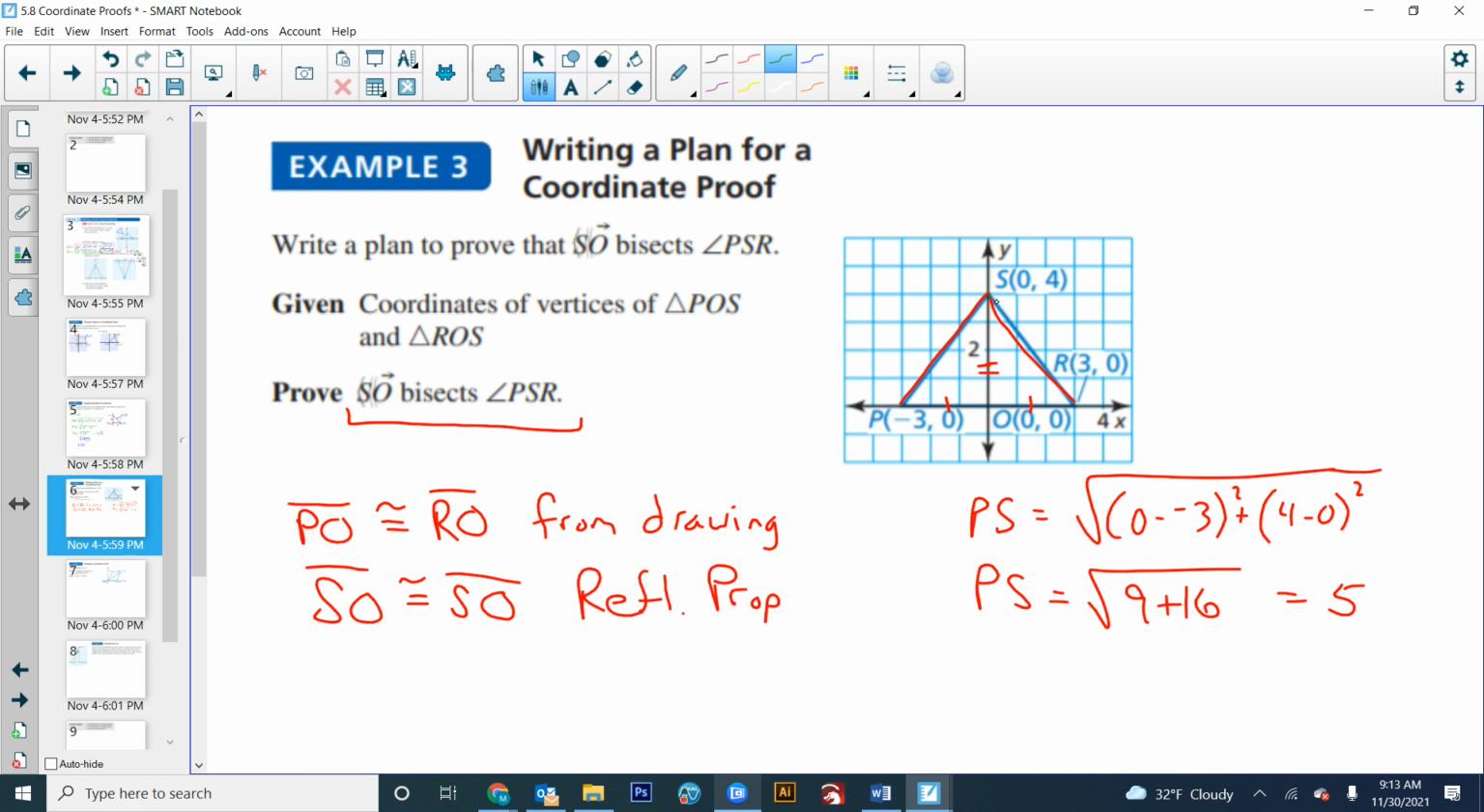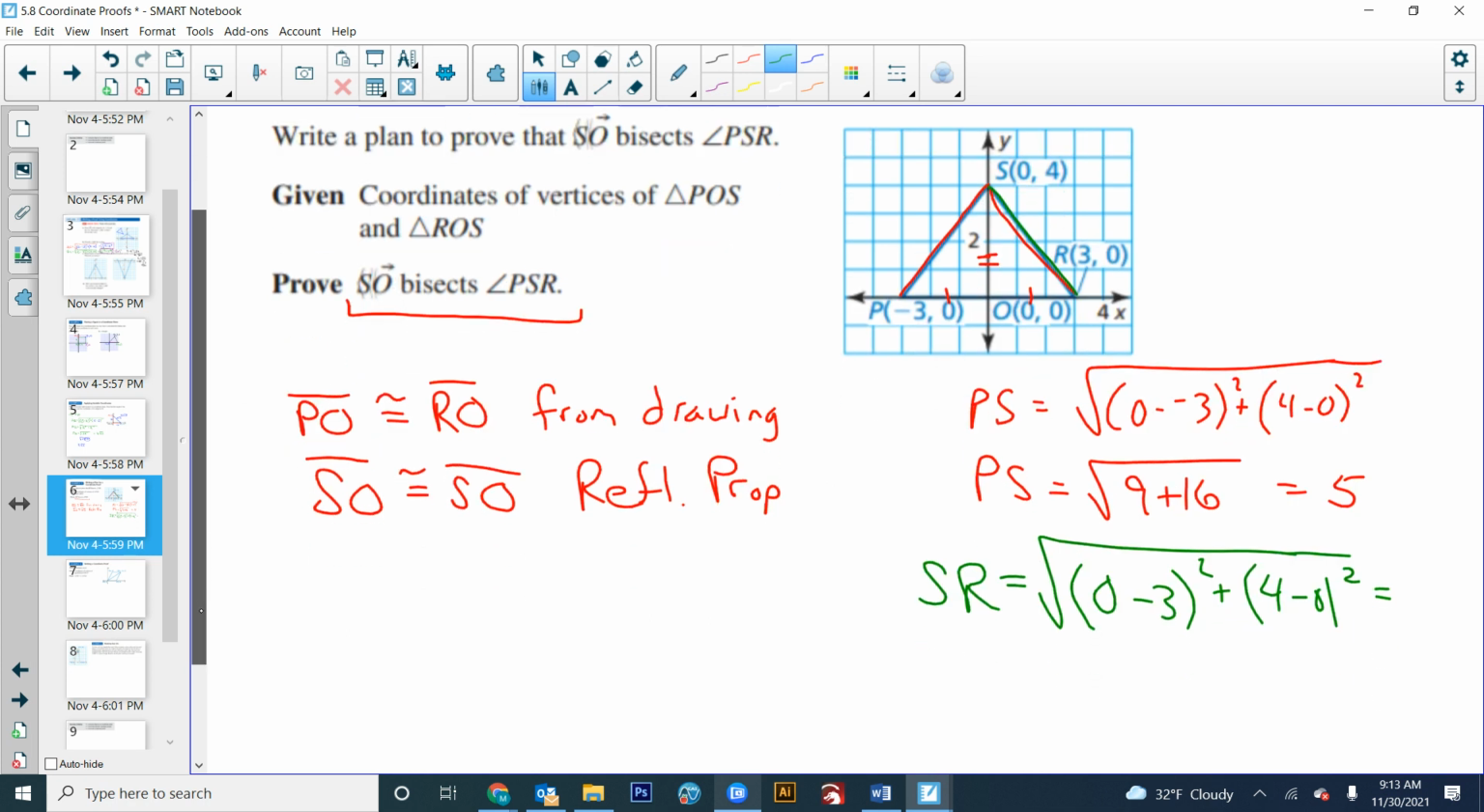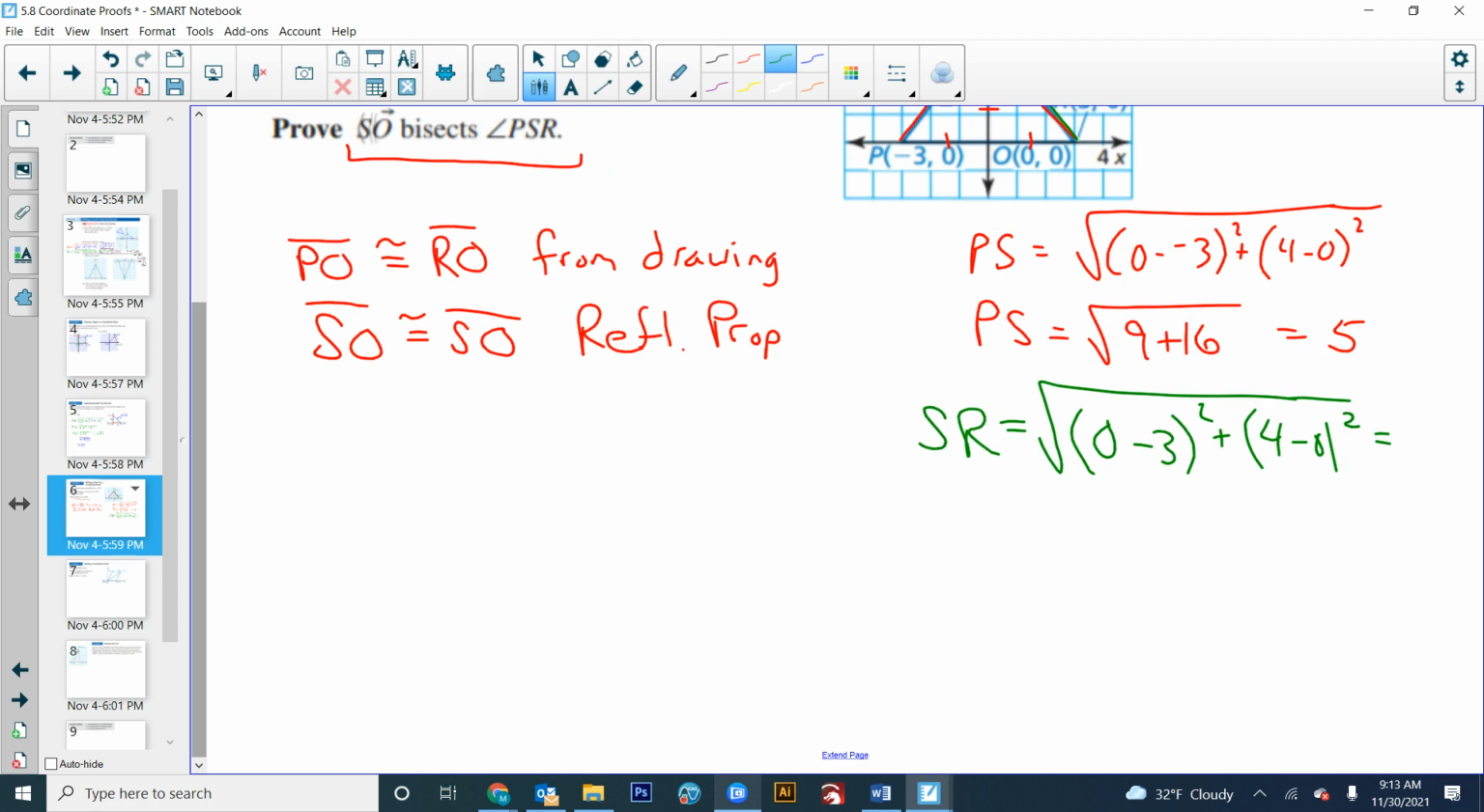Next, we're going to do SR. 0 minus 3 squared plus 4 minus 0 squared. What's 0 minus 3? -3. What's -3 squared? 9. So it's the square root of 9 plus 16. Oh, look. 5. Square root of 5 or 5? 5.